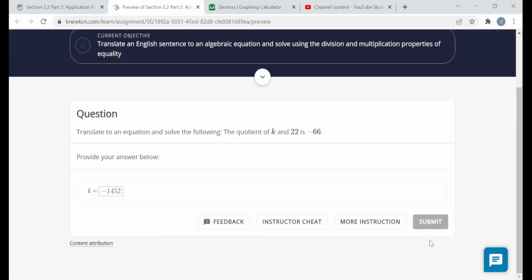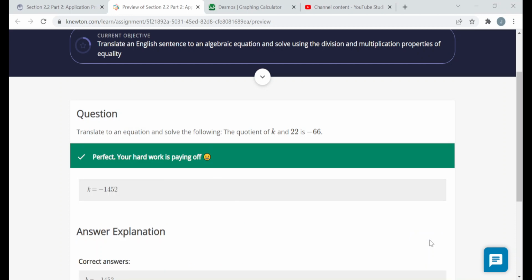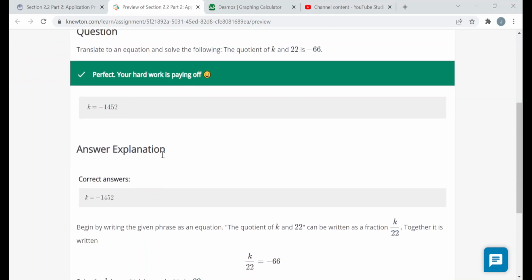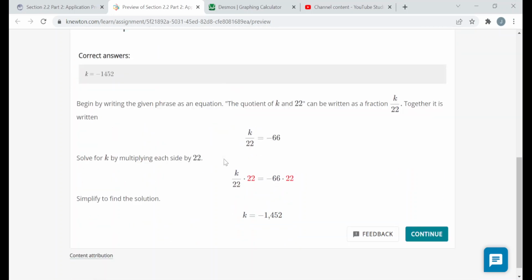And submit. And then after you submit a question, right, submit an answer, it'll tell you if you're right or wrong, then give you some sort of answer explanation. Please read through the answer explanations just to make sure you understand why you were right or why you were wrong, and maybe you can learn from your mistakes for future questions. Great.